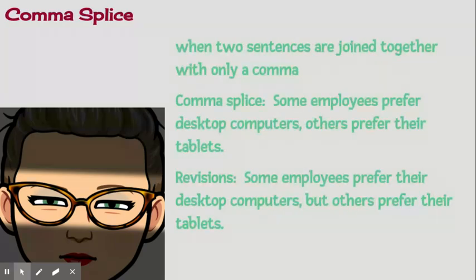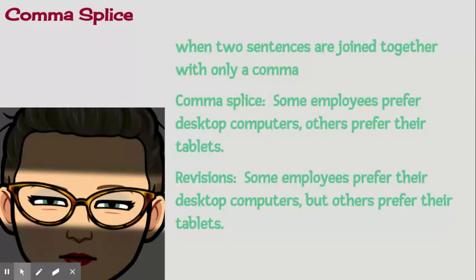A comma splice is where you have two independent clauses and they basically leave off the conjunction. They join them with a comma. Let's look at our example. Some employees prefer desktop computers, others prefer their tablets. Now, if they'd put a semicolon in there, it would be fine. If they'd put a comma but, as the revision does, that would be fine as well. Comma splices are a type of run-on, and they are, to some teachers and some professors in college, unforgivable.